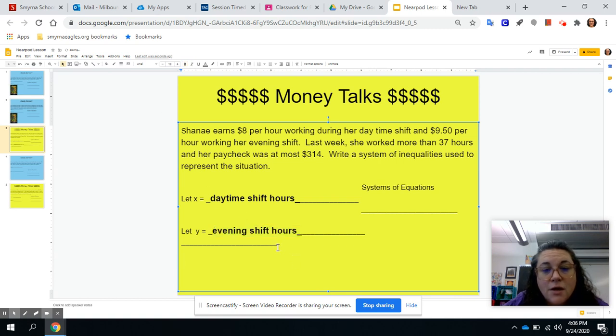There we go. So what we're going to do is we're going to use this information to write a system of equations. And we're going to start with the total. Now there's two different totals here that you have to focus on. There's a total of money, which is 314, and it's at most 314. And then there's a total with 37 hours, and she worked more than 37 hours.